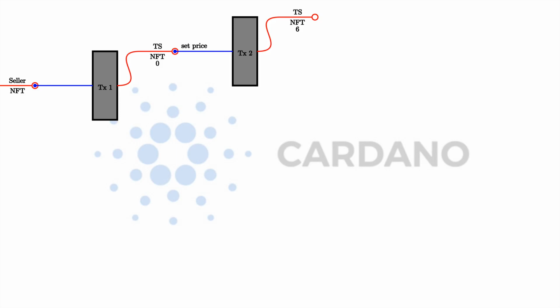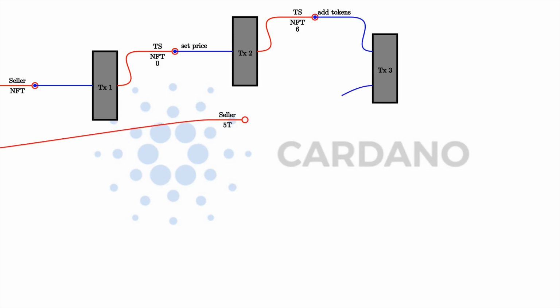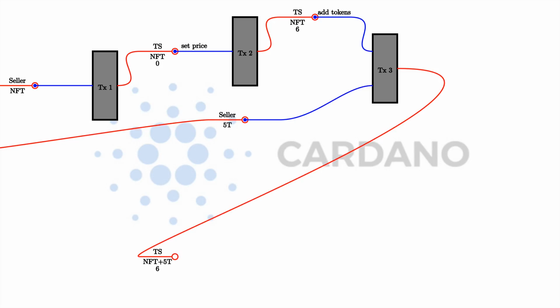Another thing the seller can do is actually lock some tokens in the contract. In order to do that, he has to create yet another transaction that has as input again the UTXO locked at the contract, and a UTXO containing some tokens that the seller owns, and as output just the updated UTXO at the contract address, which now contains the provided tokens as well. So in this example, the seller provides 5 tokens to the contract.